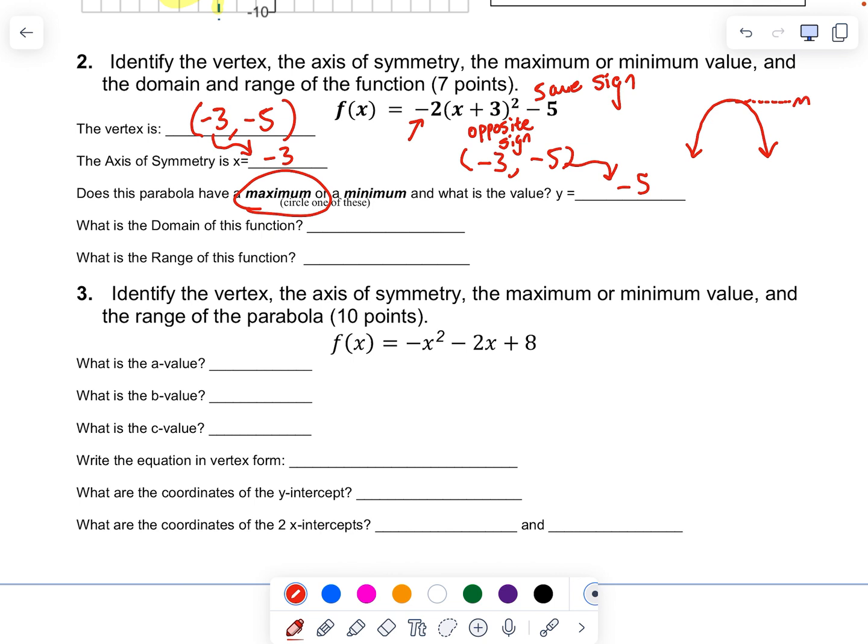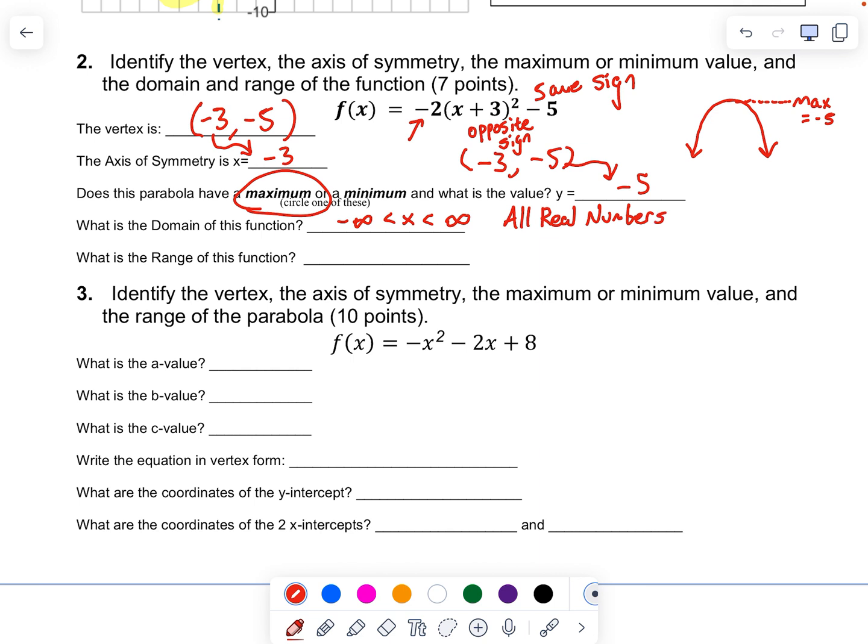So this parabola is going to go as high as -5. It's going to have a maximum at -5. What is the domain? That's the same for all parabolas. I can write it this way: negative infinity to positive infinity. x is between negative infinity and positive infinity, or I could just simply say these are all real numbers. All the real numbers.